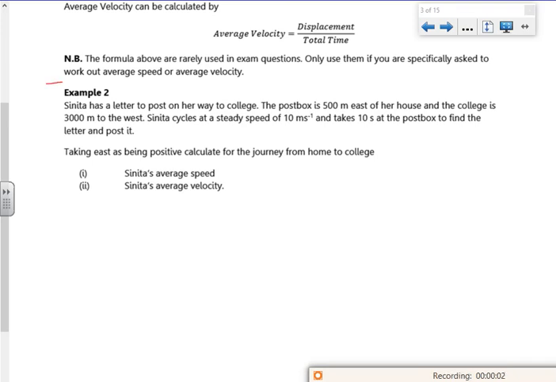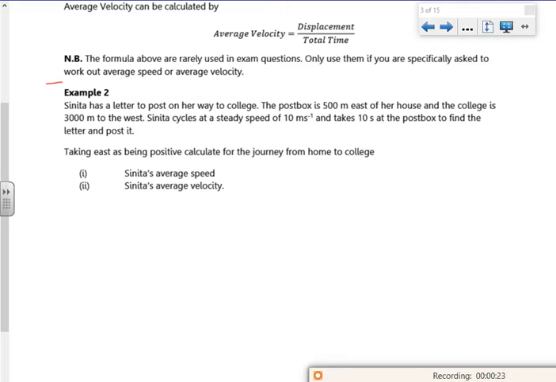Hiya, so I'm going to do the Sunita example now as a separate vid, and that kind of gets us to consolidation questions, doesn't it? Right, so we've got a letter to post on the way to college. The post box is 500 metres east of our house, and the college is 3,000 metres to the west.